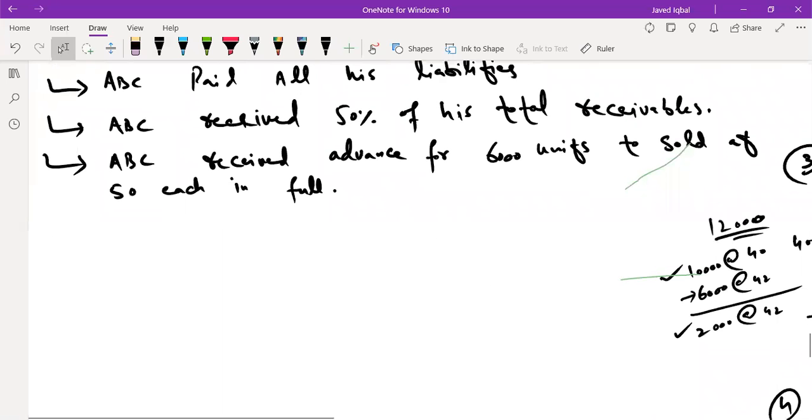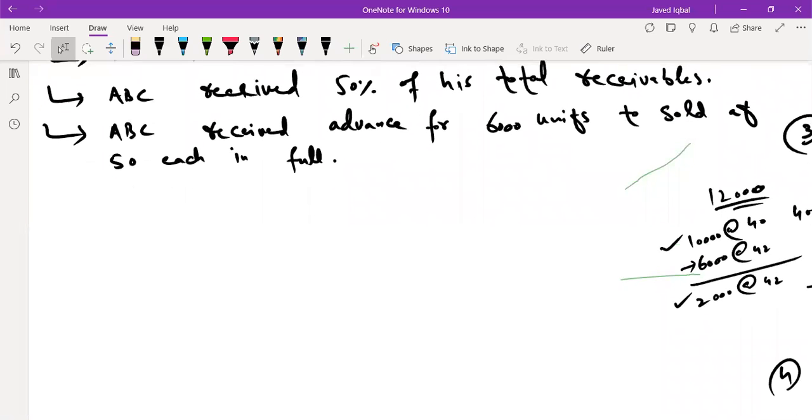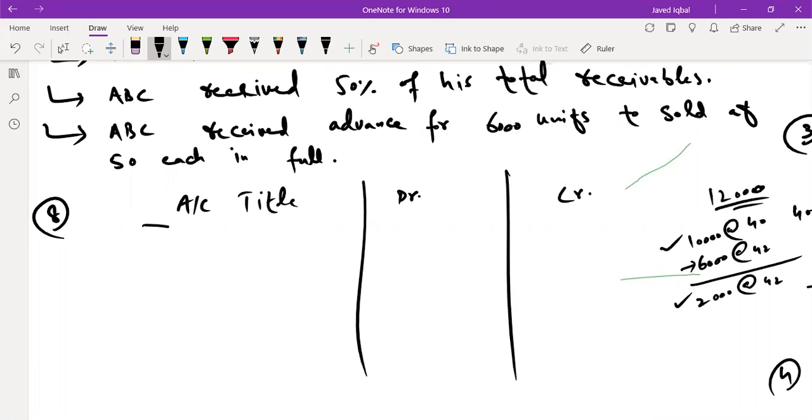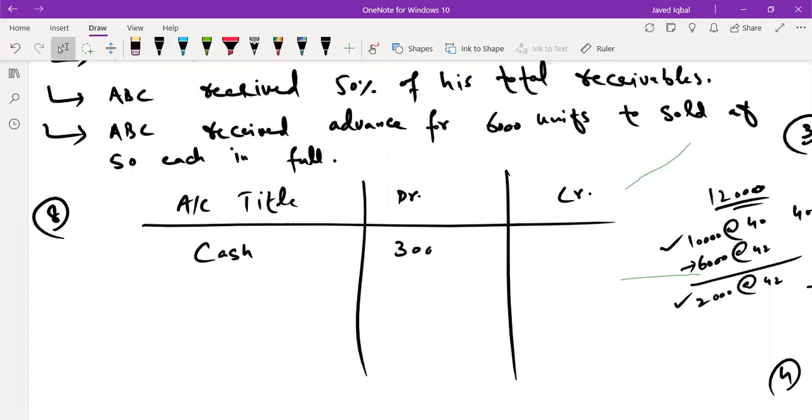None? Okay, moving on to the last transaction, which is ABC received advance for 6,000 units to be sold at 50 in full. So this means the transaction number 8, account capital, so you received all this. So this is 6,000 into 50, 300,000.